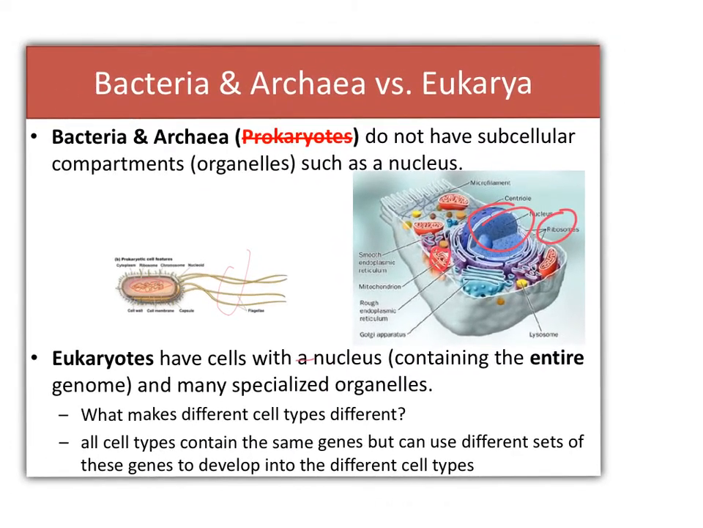Okay. Now, what makes different cell types different? All cells contain the same genes, but can use different sets of genes to develop into different cell types. That means that in each nucleus, we have the whole genome of the organism. So for this cell, the whole genome is inside that nucleus in the form of chromosomes.